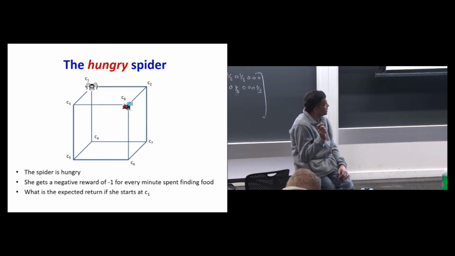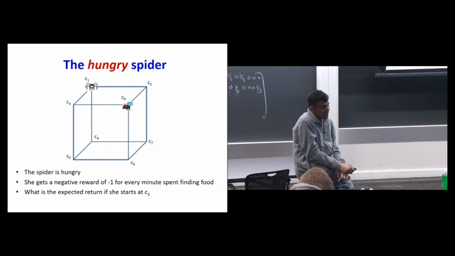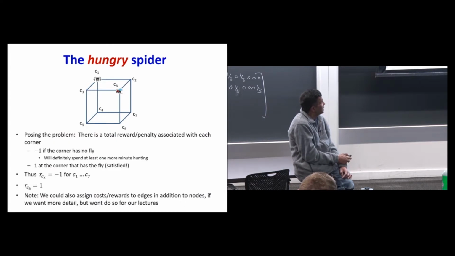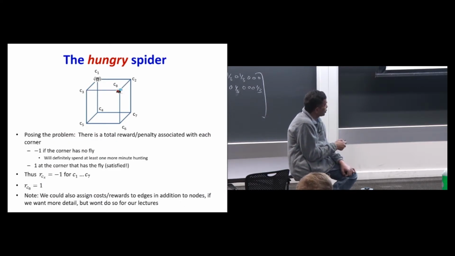Now, let me give you a slightly different version of the same problem. The spider is hungry, and the spider loses energy when it walks one edge, right? So she gets a negative reward of -1 every time she goes from one corner to the other because she's losing energy. And then she gets a positive reward of 1 if she gets here. Now, what is the expected return if she starts at C1? Minus something.